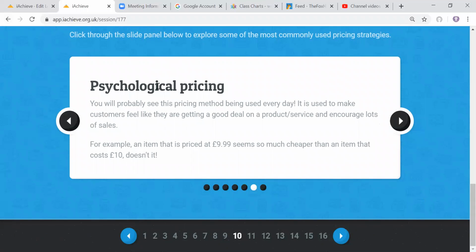Next is psychological pricing, and you'll see an awful lot of this in convenience shops. This pricing method is used every day, and it's used to make customers feel like they are getting a good deal on a product or service and encourage lots of sales. For example, an item that's priced at £9.99 seems so much cheaper than an item that costs £10, even though there's only a penny difference in the price. You see this on a lot of chocolate bars that are priced at 99 pence versus £1.